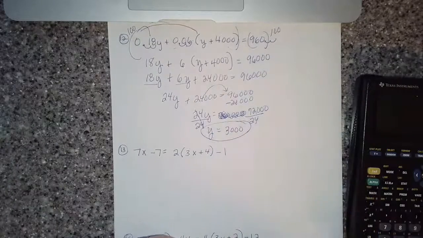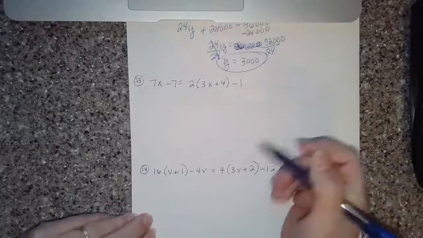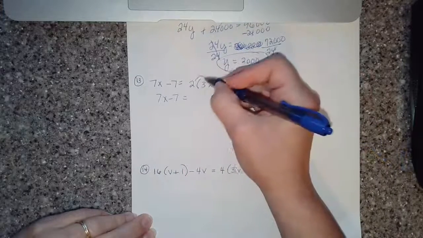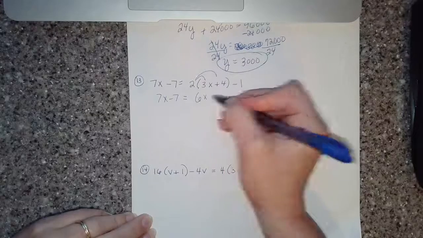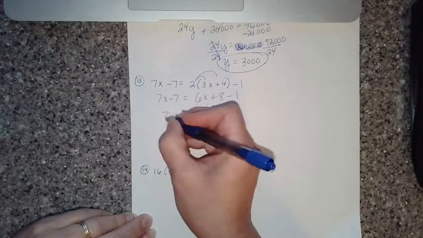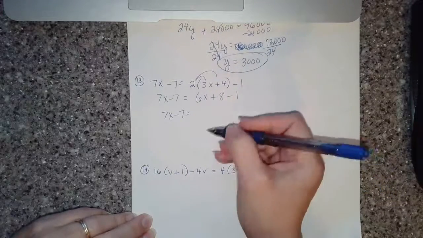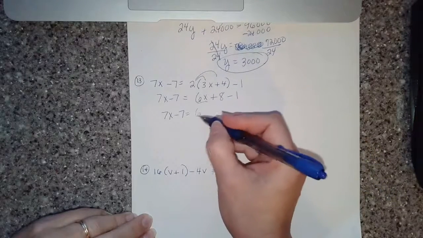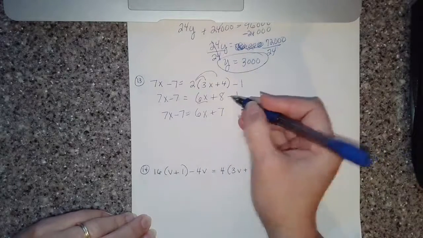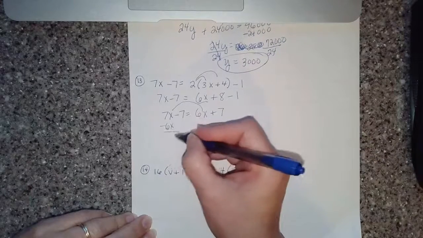Okay, next example. Bring down the left side. Here we distribute the 2, making 6x and 8. Combine any like terms on either side. So maybe I meant to have an x there, I don't know. So 6x plus 7, and bring the variables together, minus 6x, and add the 7. X is 14.